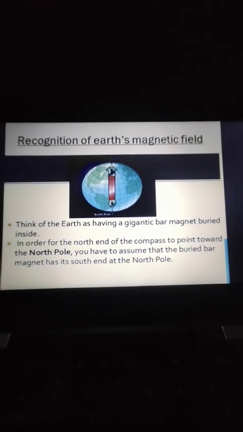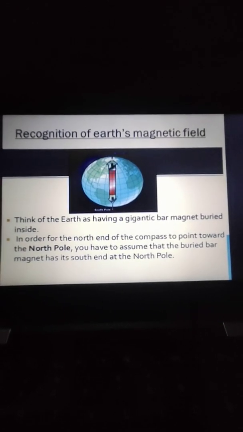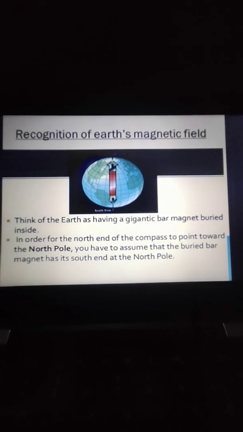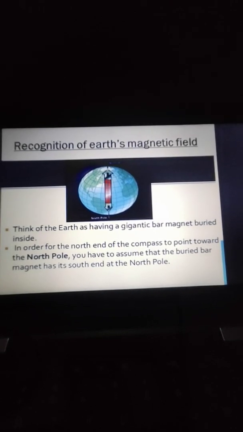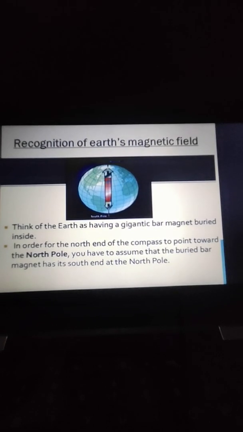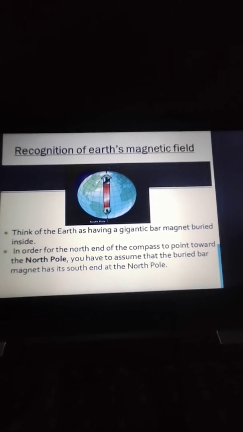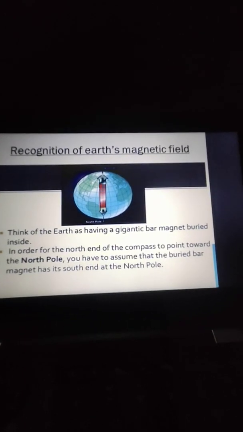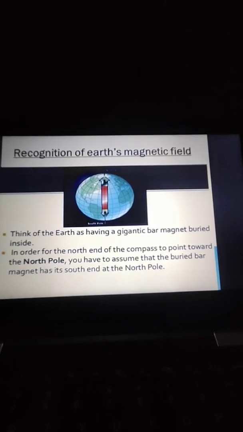Next topic is recognition of Earth's magnetic field. So beta, as we all know, whenever a magnet is suspended freely, it will always rest in the north-south direction, and the north pole of the magnet lies in the geographic north and the south pole lies in the geographic south direction. The reason is that like poles repel and unlike poles attract.